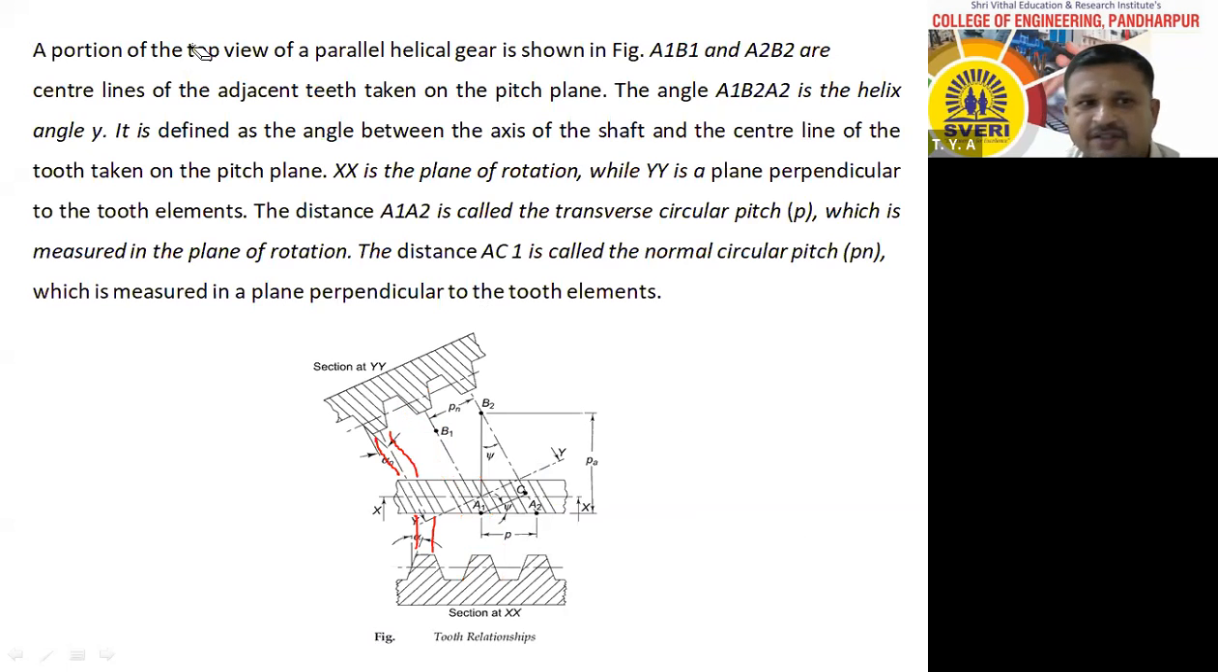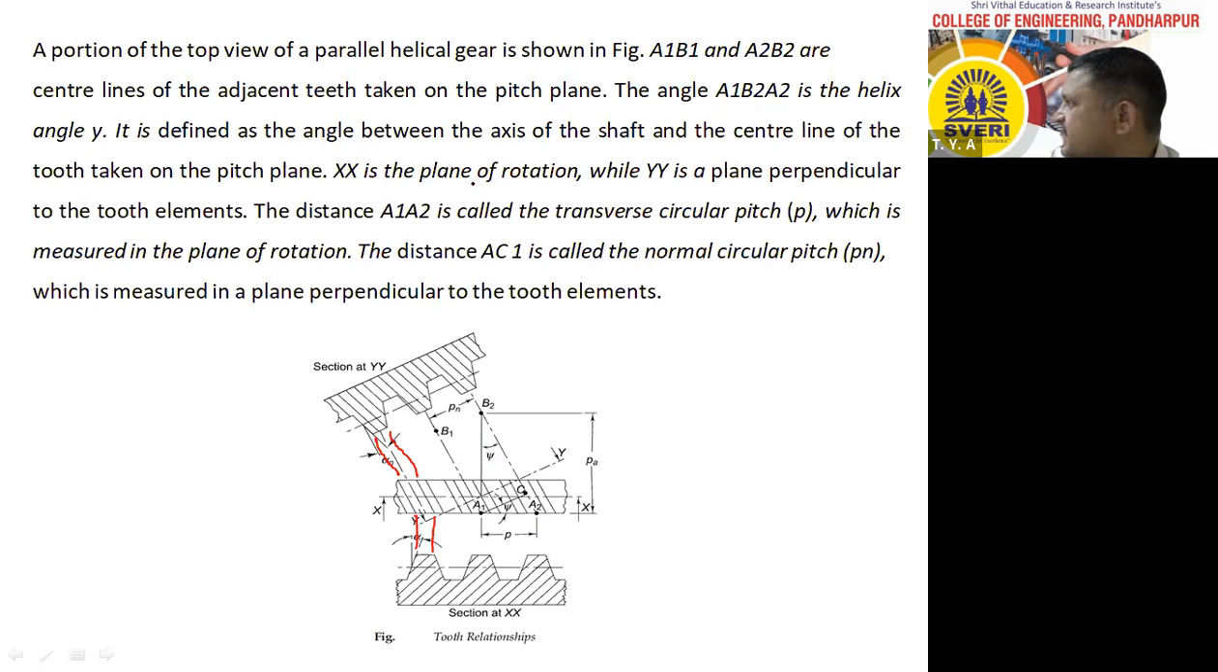Now you just say this is the top view. Middle diagram is the top view of the helical gear. A portion of the top view of the parallel helical gear is shown in figure. A1, B1 and A2, B2 are center lines of the adjacent teeth taken on the pitch plane. Now just see A1, B1. I have told you to extend the center line. A2, B2, what are these? These are center lines of the adjacent teeth.